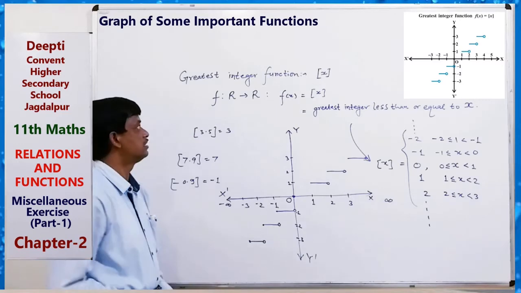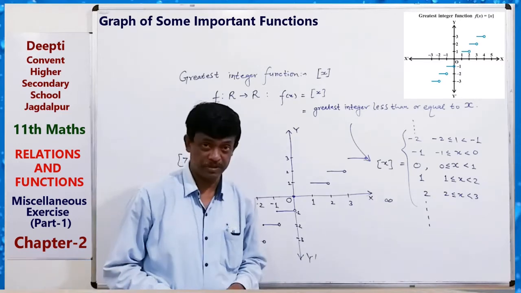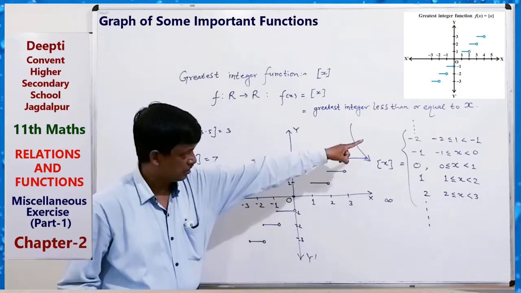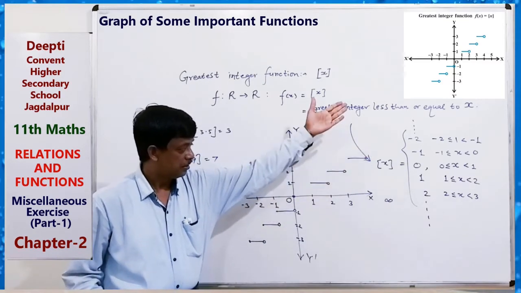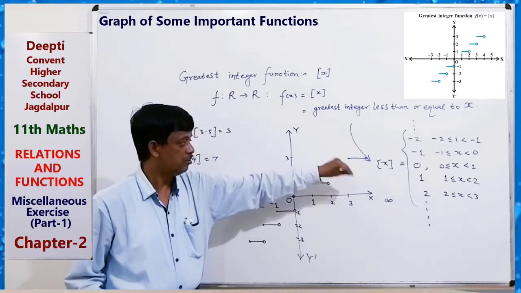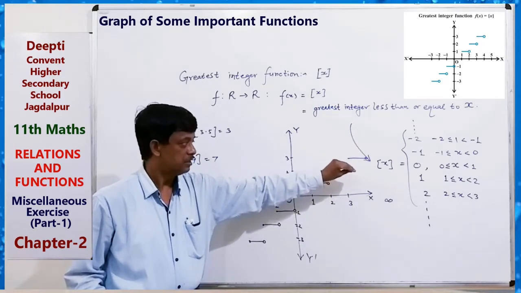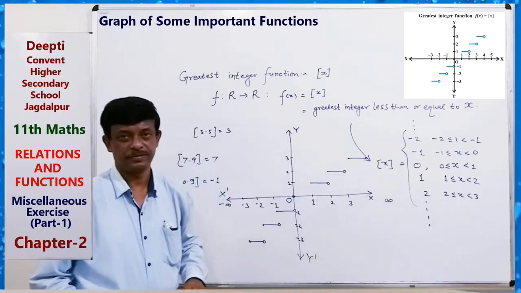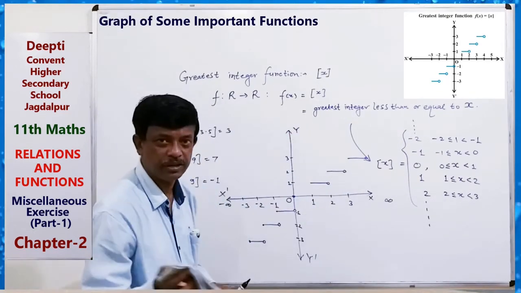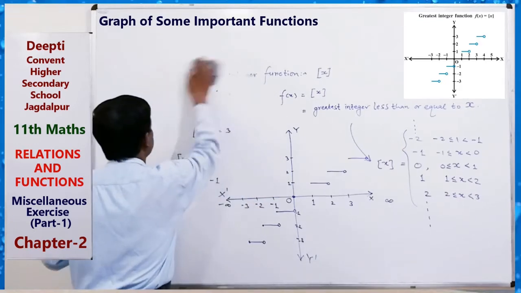So this is the greatest integer function, and the graph of this function is also like a step function, and this is the method of finding the value of the greatest integer: the greatest integer less than or equal to x. Remember it. Okay, very important function.